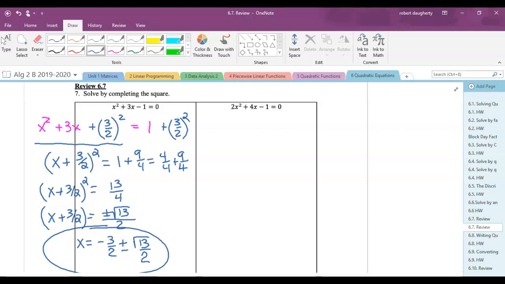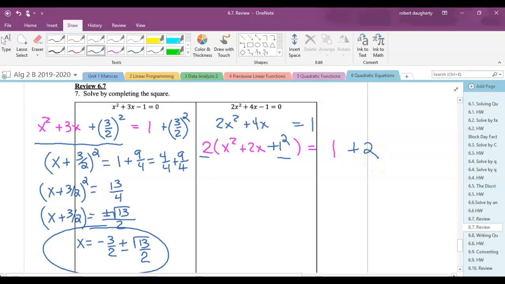In the next one, when I do the completing the square, I've got 2x squared plus 4x equals 1. You have to factor what is in front of the x squared term. So this is 2 times x squared plus 2x equals 1. And now you add half of what is there in the x term, so I'm going to be adding 1 squared, okay? What did I really do to the left? I'm adding 1 squared, but it's multiplied by 2. So I have added 2 to the left side of the equation. I must also add 2 to the right side of the equation.